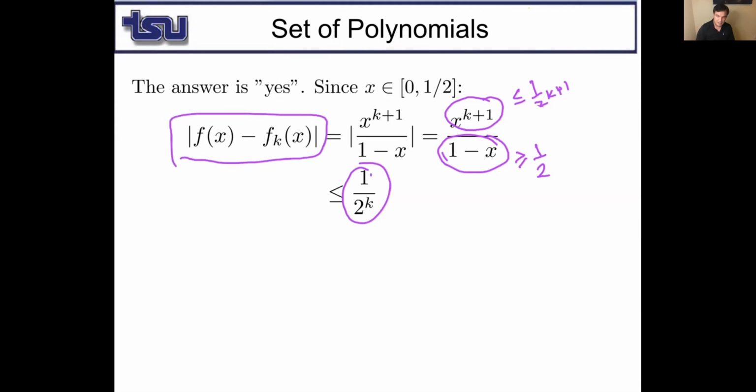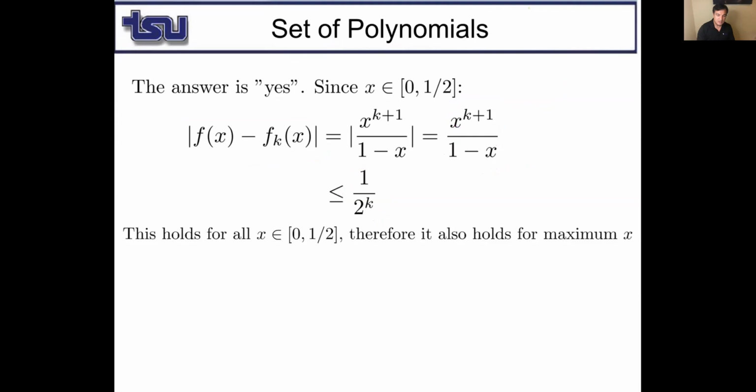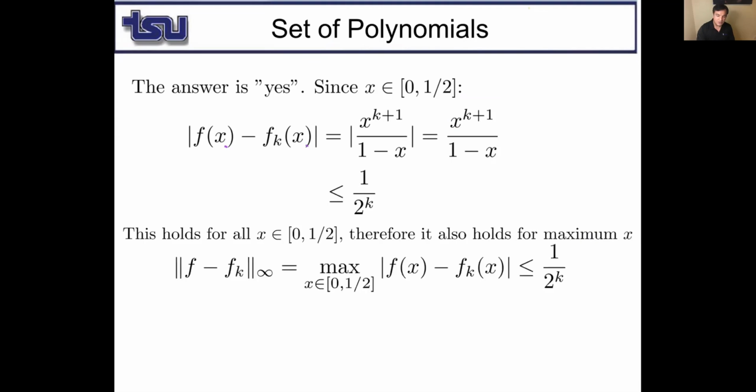And if you look at the limit as k goes to infinity, well, this is for any fixed x, okay? But we know that this holds for any x. Therefore, since this inequality holds for any x, it must also hold for the maximum of f of x minus f sub k of x. That means this is also less than or equal to 1 over 2 to the k, which means f minus f of k with respect to the infinity norm, when we send k to infinity, goes to 0.